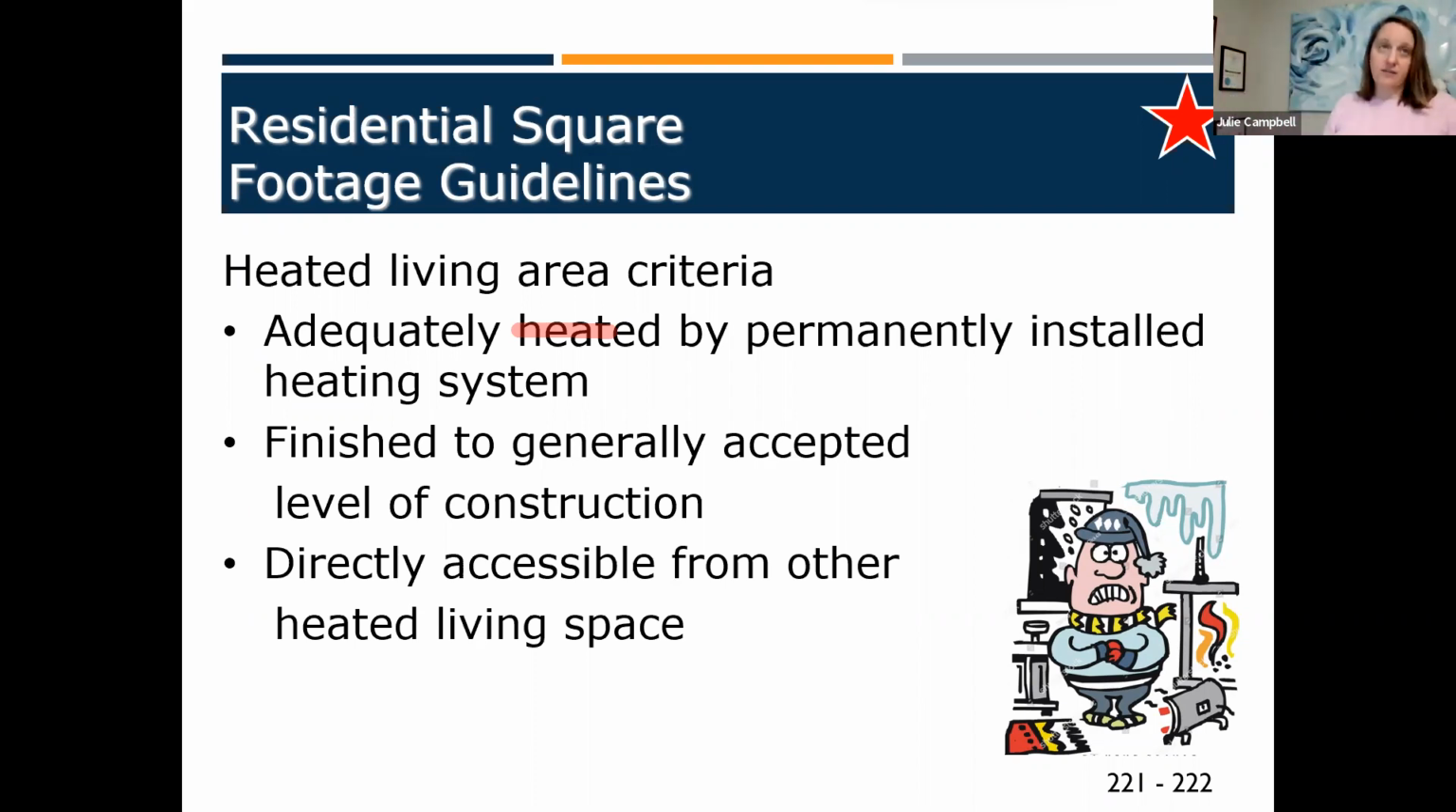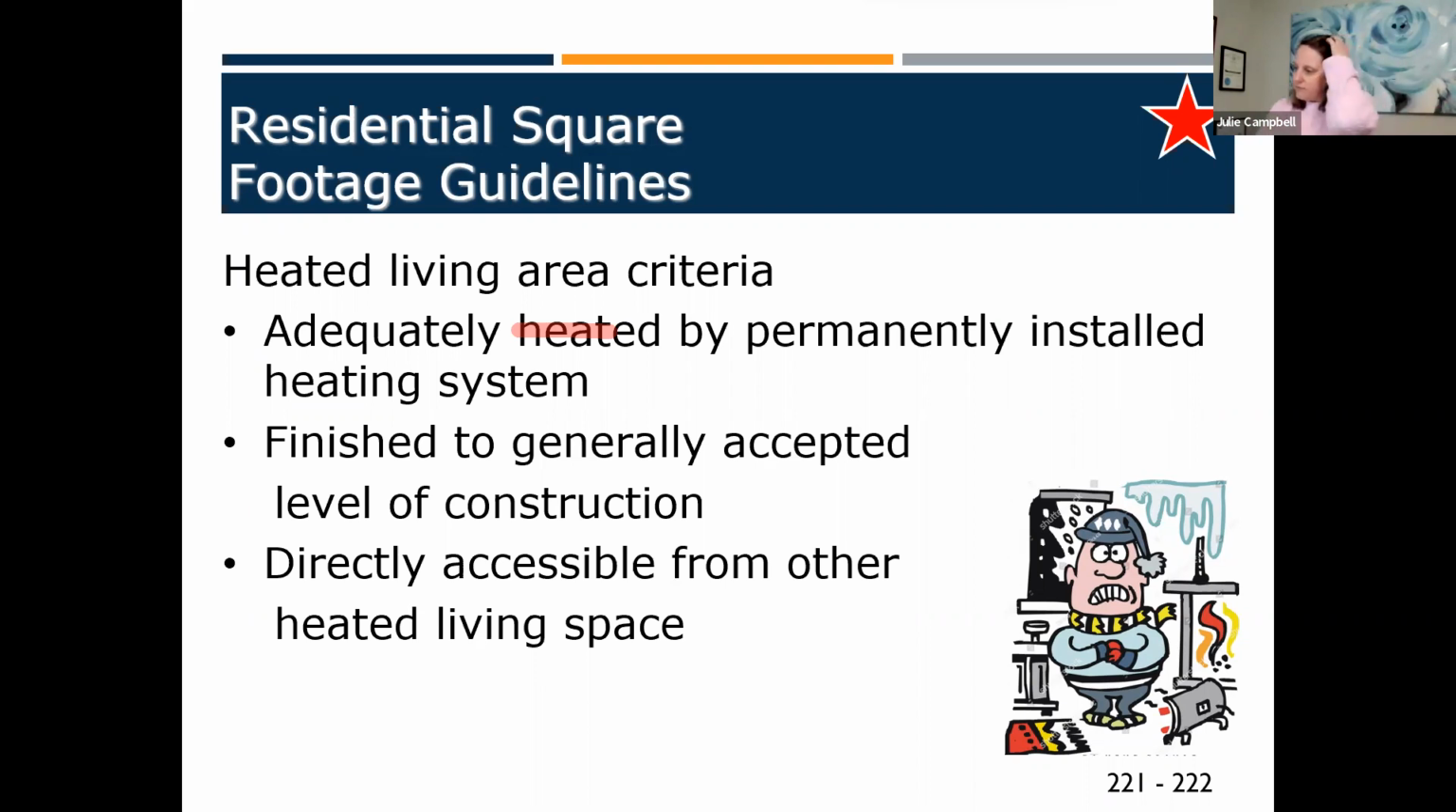The third thing that's required in order for me to count it is it's got to be directly accessible from other heated living space. Like I need to be able to go from heated finished space from room to room to room. If I have to go through an unfinished or an unheated room, if it doesn't directly connect, it's not directly accessible, then I can't count what is not directly accessible.